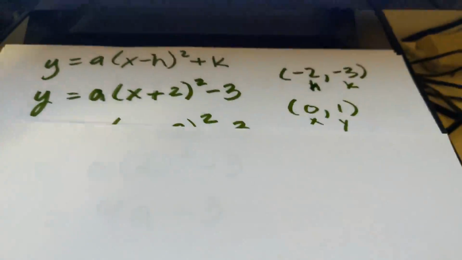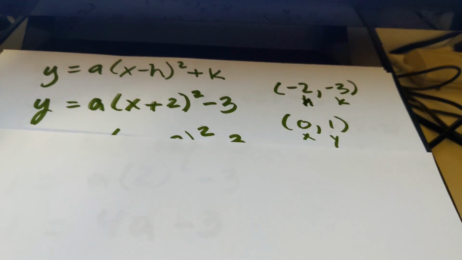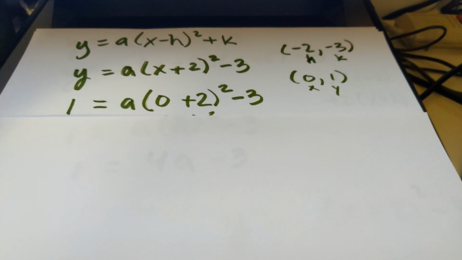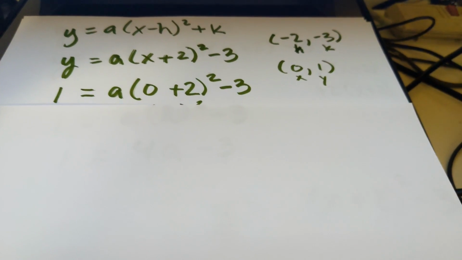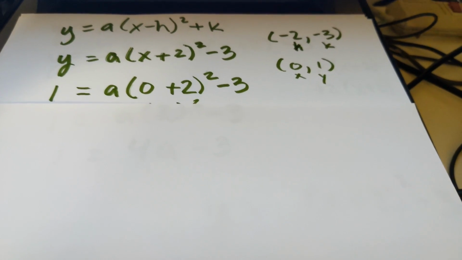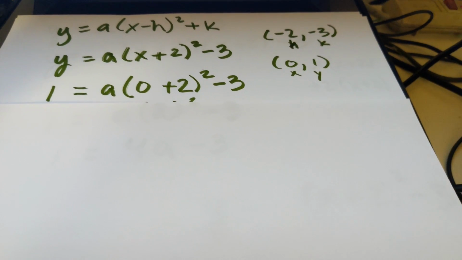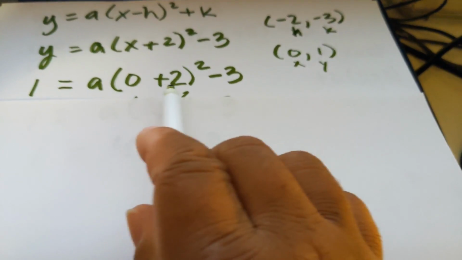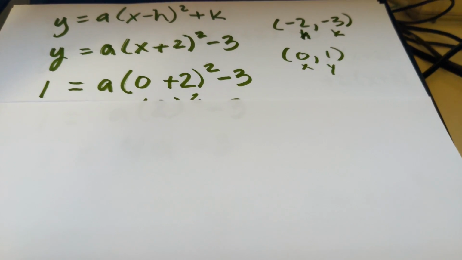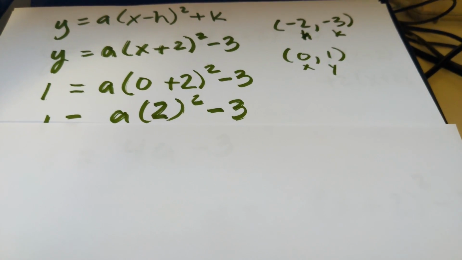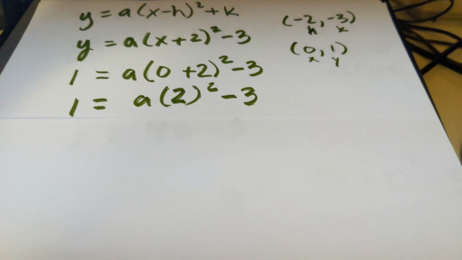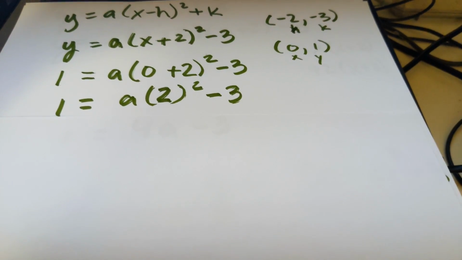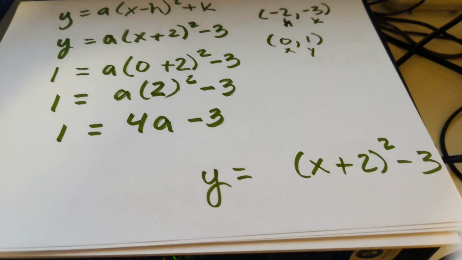I have here 0, 1, and we're going to substitute that into our equation where I have 1 equals a times 0 plus 2 to the second power -3. Now we're going to solve for a. In order to do that, we start with parentheses first. Don't forget to add in the parentheses first. So I have 0 plus 2, which is +2 to the second power. And then next what we're going to do is do the exponent. Exponents go next. So 2 to the second power is 4. That's right, you got it.